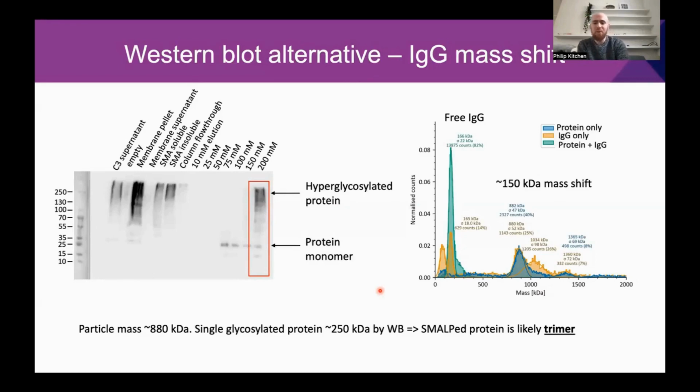Whereas on the mass photometer, we're running our native proteins. And so by comparing the size that we see on an SDS-PAGE gel or Western blot with the size that we get on the mass photometer, we can start to get a handle on what the native oligomeric state of the protein is. And in this case, we think we've got a protein that's purifying primarily as a trimer.